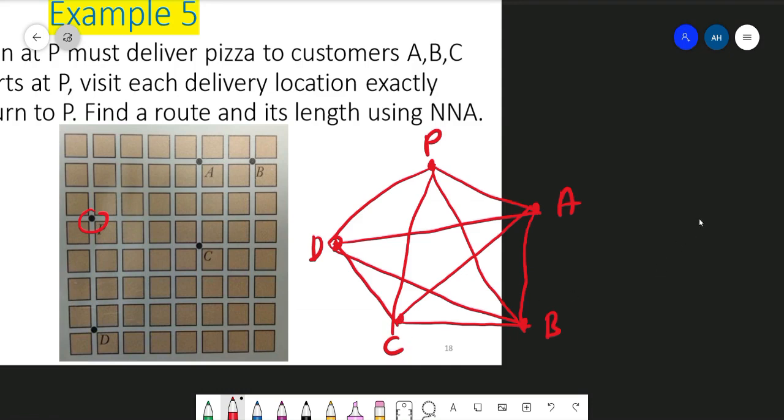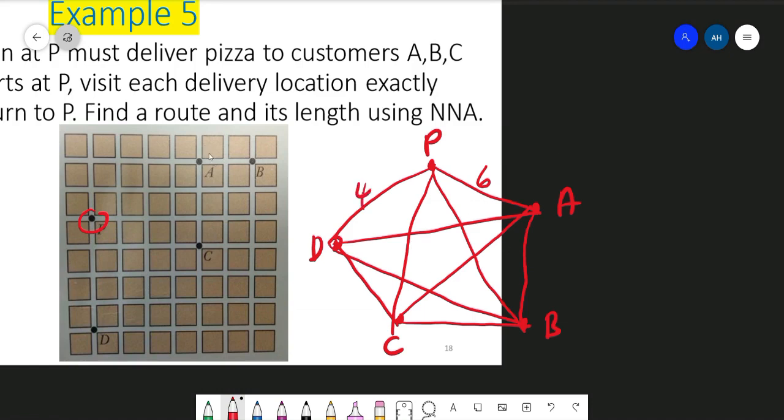Now, let's write down the distance between, for example, P to A. Let's count how many blocks from P to A. 1, 2, 3, 4, 5, 6. So P to A, 6. Write down the weight 6 from P to A. P to D, D is down here, so from P you move down 1, 2, 3, 4. So P to D, the distance is 4.